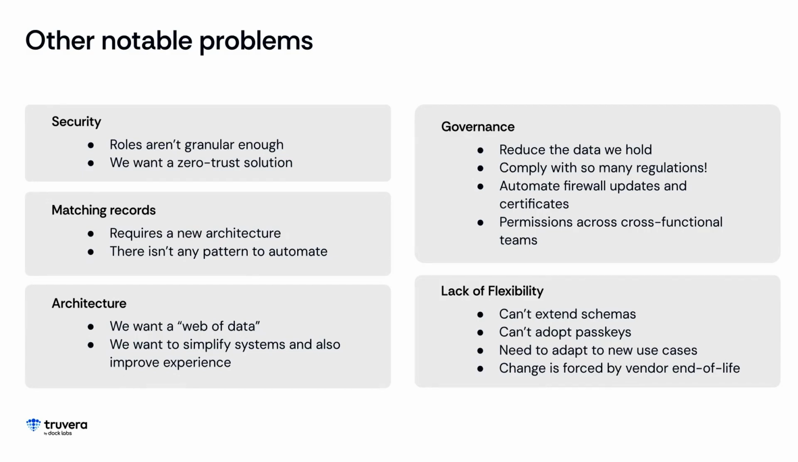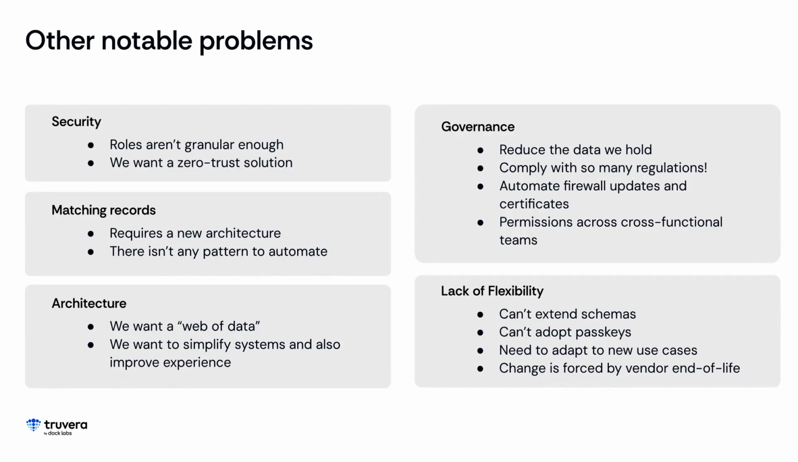We also heard people say specifically that they wanted an architecture that allowed them to move to more of a web of data coming from various data sources and going to all the different data consumers in their organization. Another architect said they wanted to simplify the systems at the same time as improving the user experience, because it's often a trade-off.